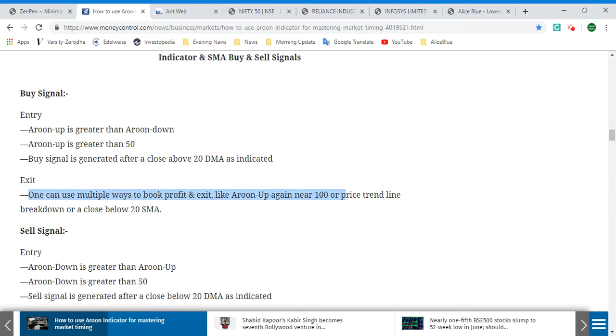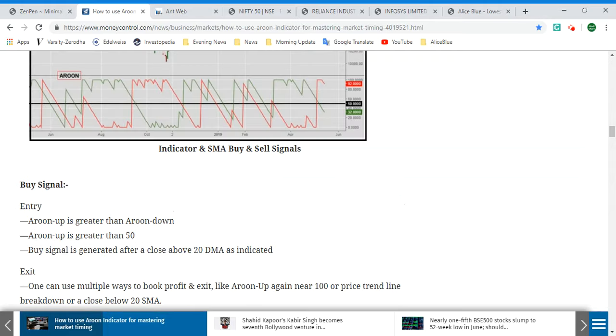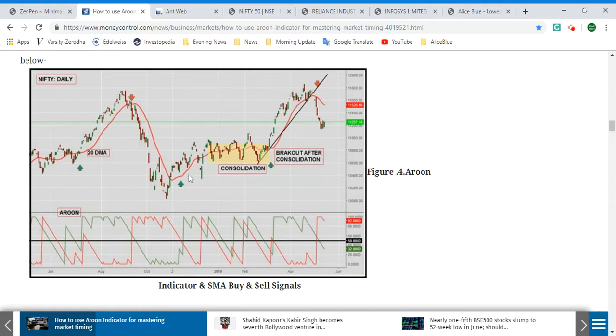The exit: one can use multiple ways to book profit and exit, like Aroon up again near 100, or the price trend line breakdown, or a close below the 20-day simple moving average. So when it closes below the simple moving average, you can use this as a sell signal here.